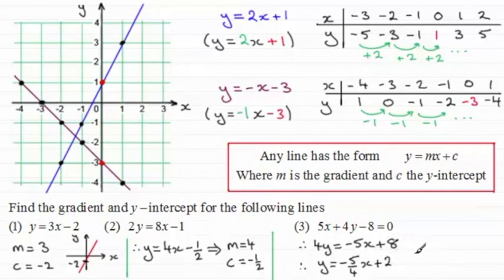So from here, it follows that m, well, that's the gradient, and it's going to be minus 5 quarters. And c, well, that's going to be 2. So what we'd have here is a line sloping in the negative sense, crossing at 2. So it'll be a line up here, sloping down like that.